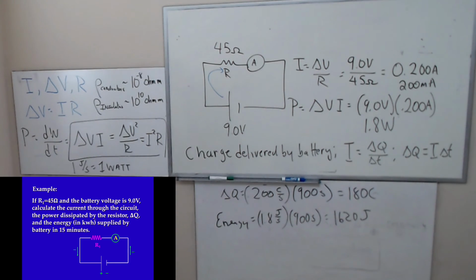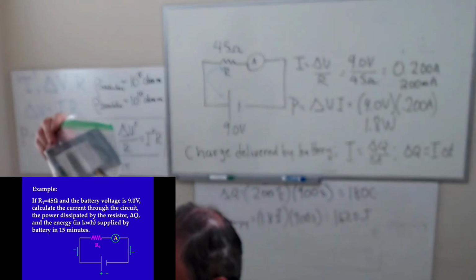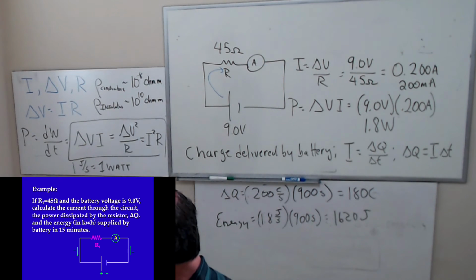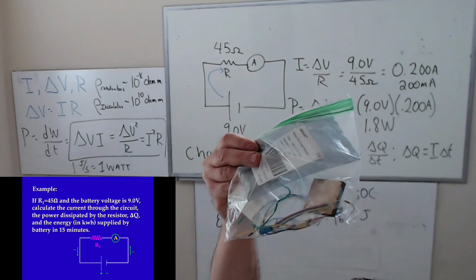Well, you should have a bag of wires in your kit. Chase, there should be a bag of wires in your kit. If you didn't get a bag of wires, then you need to get one. It should be in a Ziploc sandwich bag, something like this, and there should be wires in there. If not, let me know. We need to get you some wires. But you should have a bag like this.